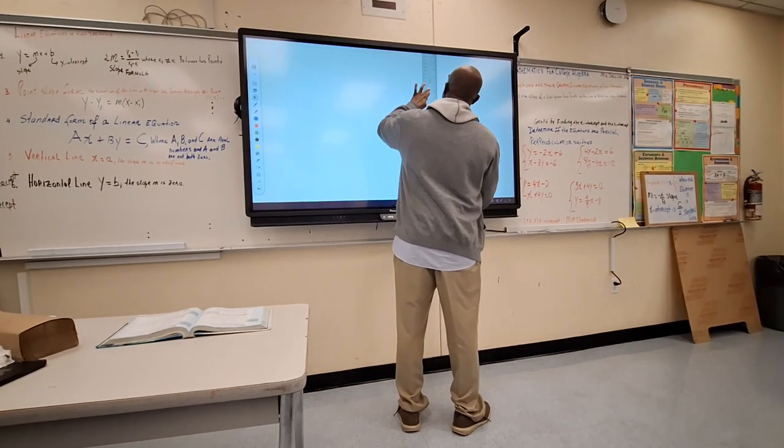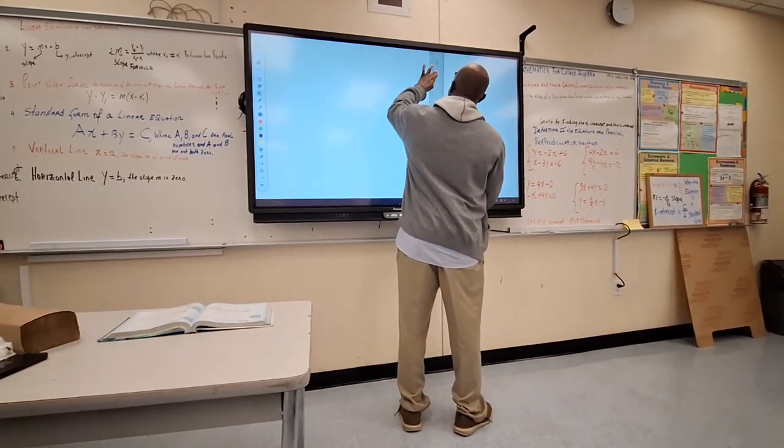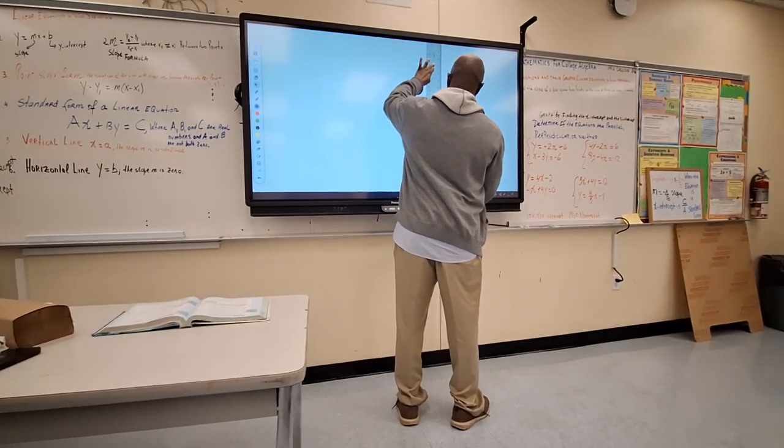Requirement, people: you need graph paper. If you are graphing and you don't have graph paper, you forfeit the grade.